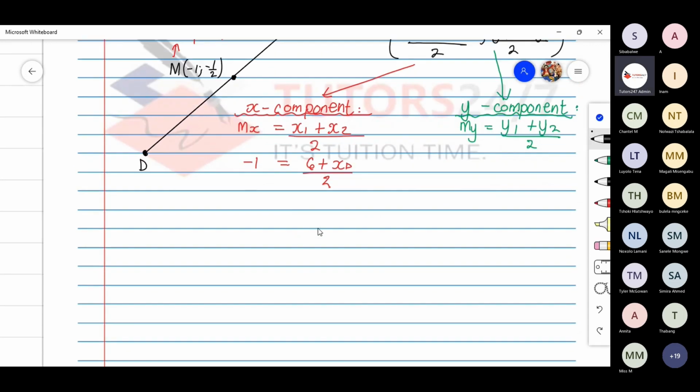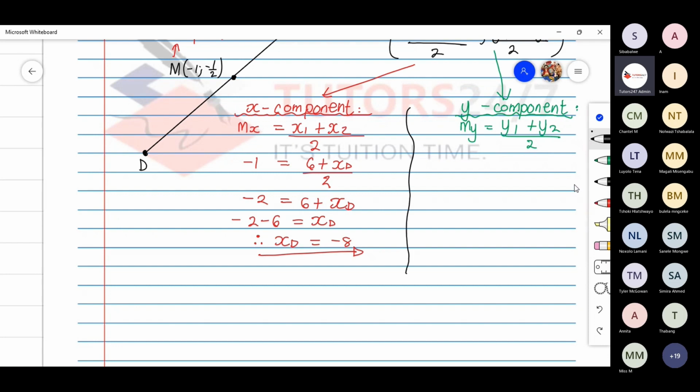So from here, we'd cross multiply. That'll give us -2 equals 6 plus xd. From here, we can move 6 to the other side, giving us -2 minus 6 equals xd. From there, we can conclude that xd equals -8. So that is the x value of d.